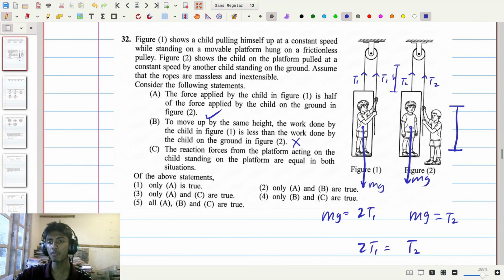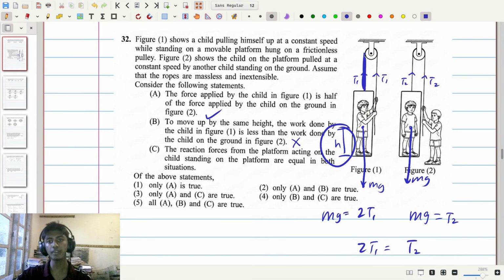So this has to move downward by the same length h. However, in the first situation, to move up by a height h like this, this child has to pull this rope downward by a total height of 2h. The reason is, if you want to move upward by h, then on this side of the pulley, this length of rope has to decrease by a height h.